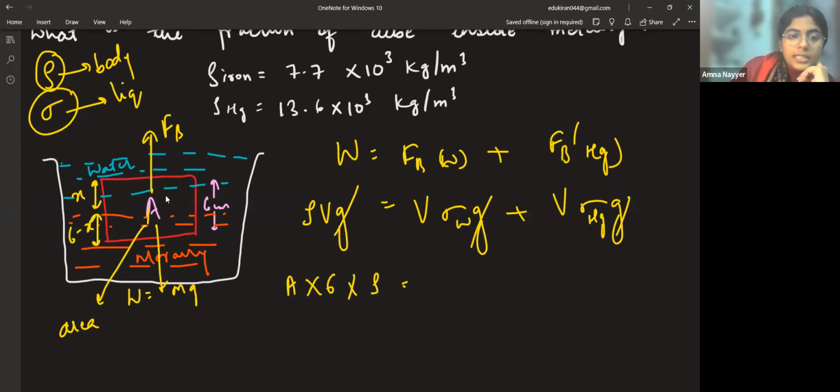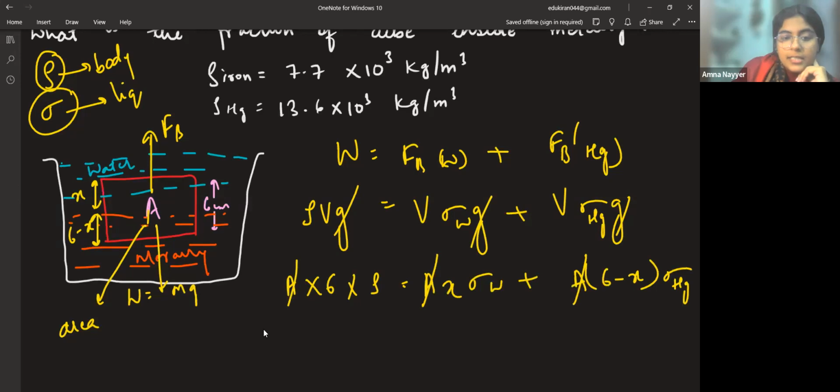So volume is done, density is rho. For water, the volume will be area into thickness, and what is the thickness for water? X, times the density of water, plus again area into thickness, which is 6 minus X, times the density of mercury. So area will be cancelled.